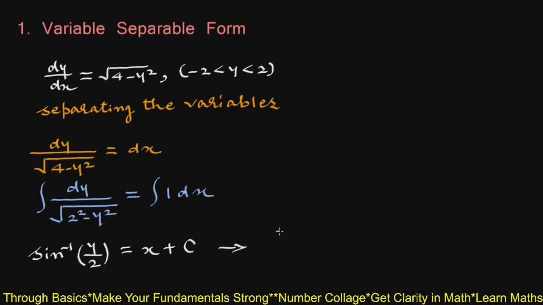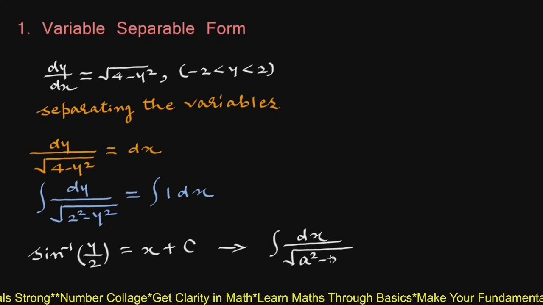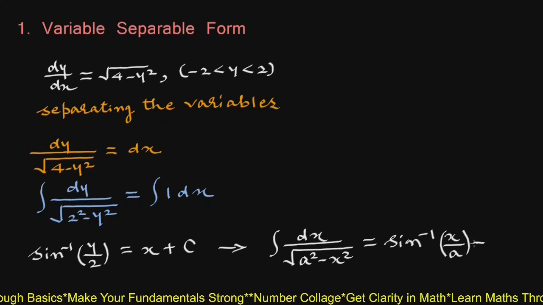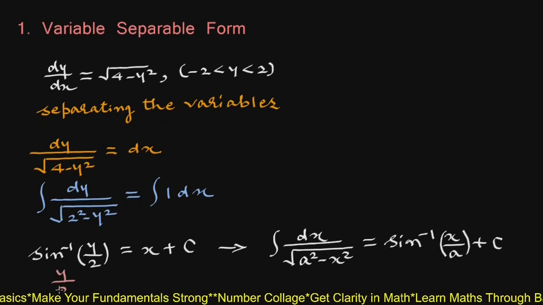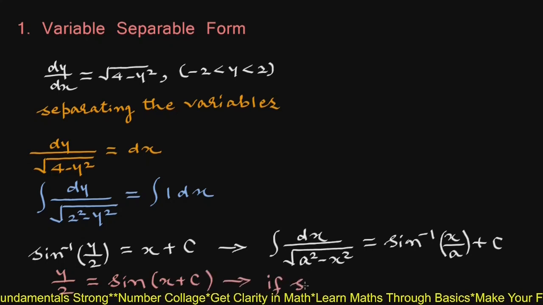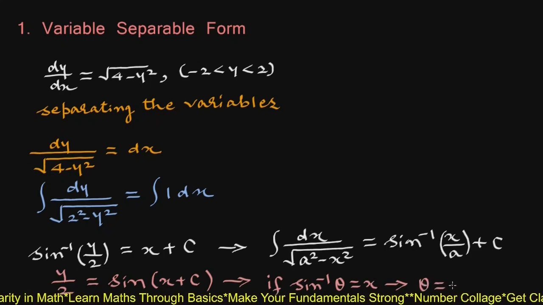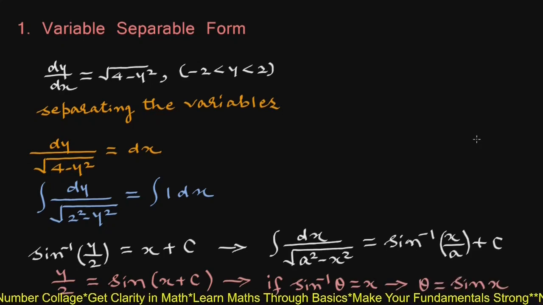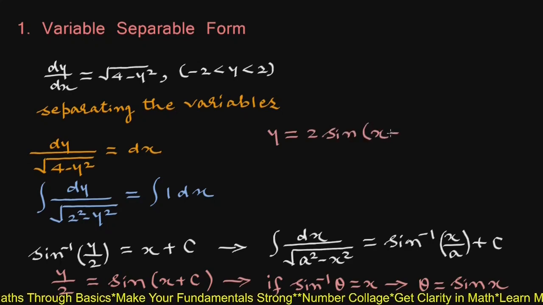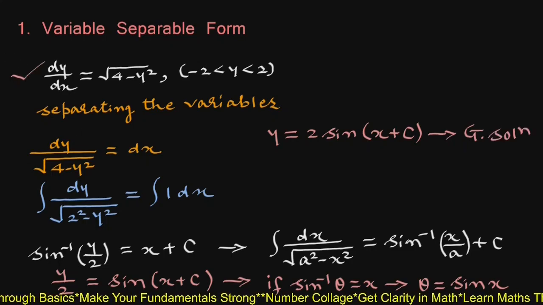This is according to the formula integral dx upon square root of a square minus x square equals sin inverse x upon a plus c, which can be written as y upon 2 equals sin of x plus c, according to the rule that if sin inverse theta is x, then theta is sin x. So in the simplified form, it will be y equals 2 sin of x plus c, which is the general solution of this differential equation.